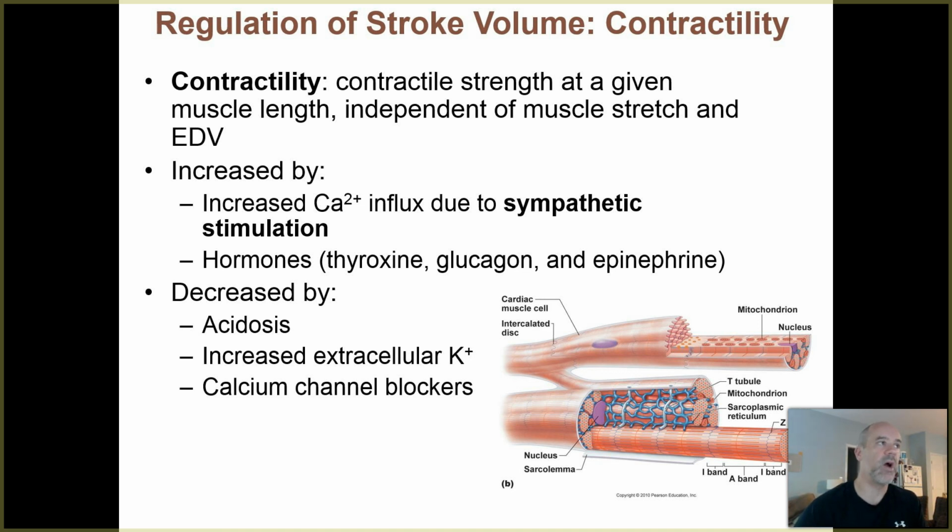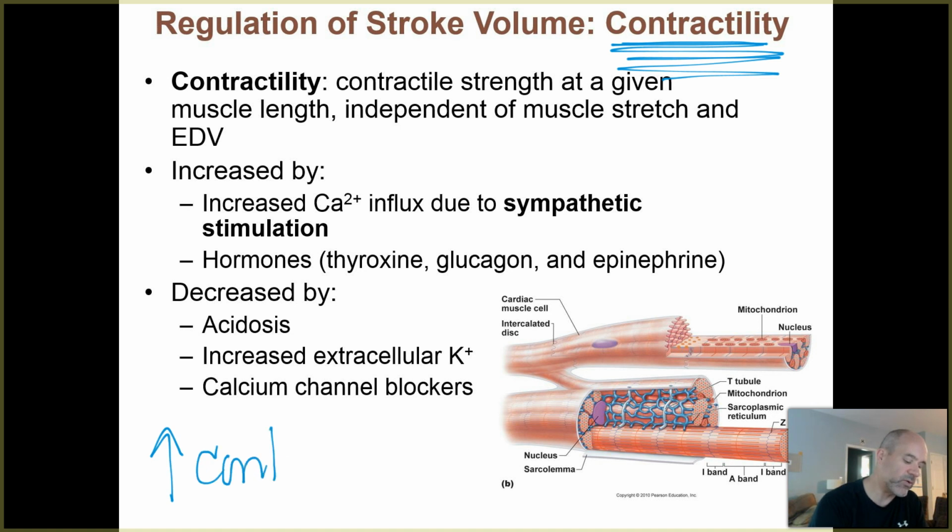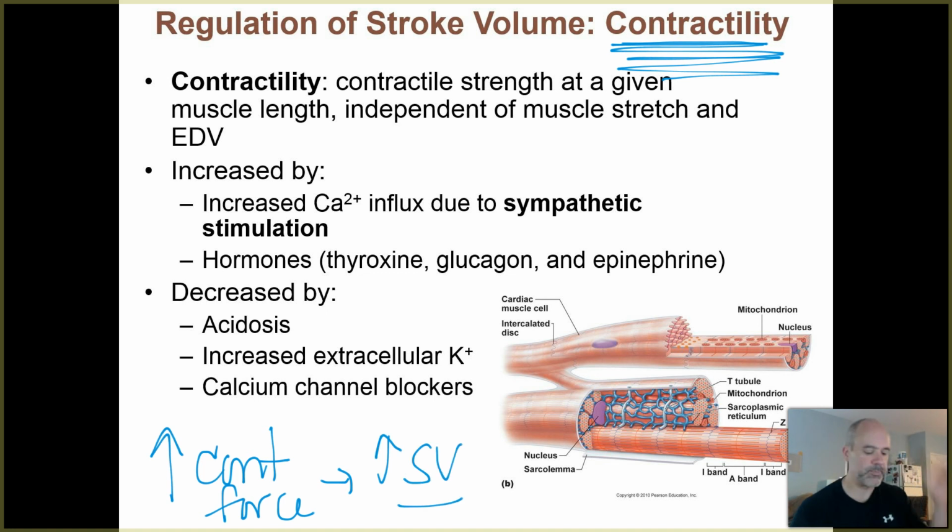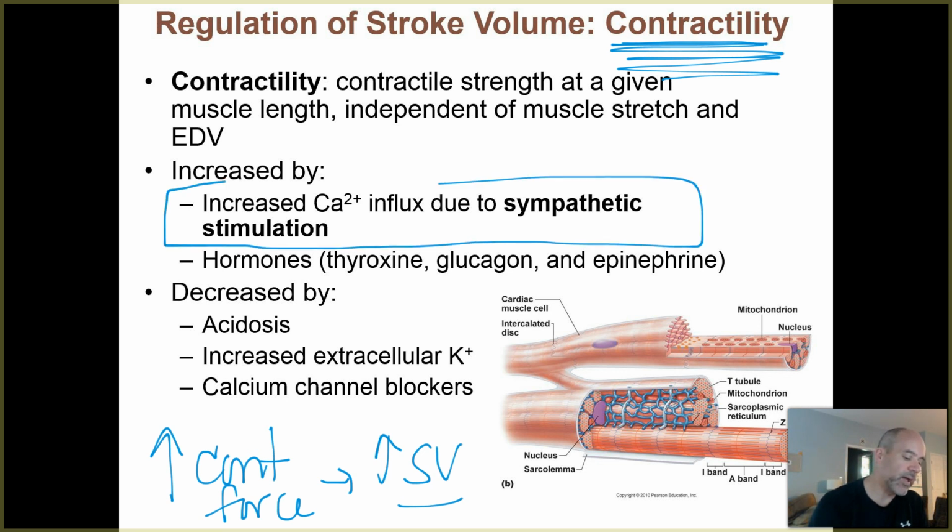So that makes sense. All right, another thing that you can do is contractility, which is another thing that increases stroke volume, which we just mentioned. If you increase contraction force, you're going to increase your stroke volume. Okay, so preload can lead to increased contractility, but there are other things that can increase contractility as well, independent of any preload stretching. Okay, one of those things is any sort of increased calcium influx.